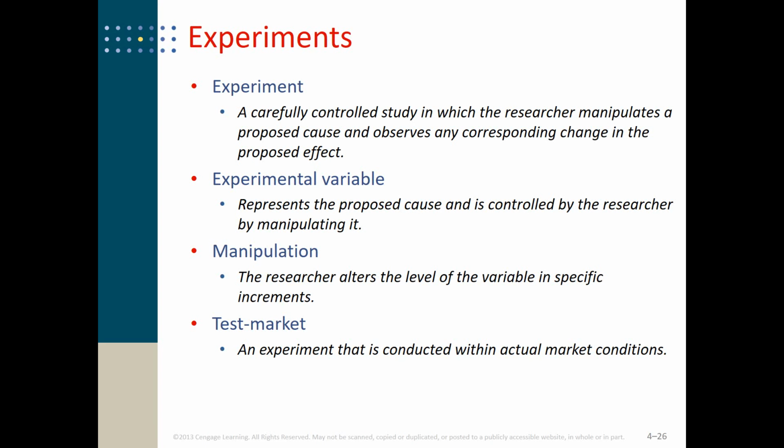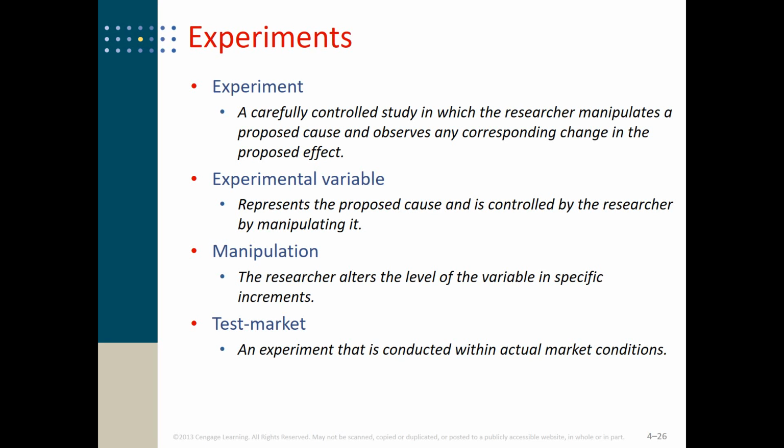To find out this cause and effect relationship, sometimes we conduct experiments. Experiments are carefully controlled studies where we manipulate our cause. That means we change our cause variable to see if it has an impact on the effect. For example, we can do an experiment for different levels of smoking. What is the effect on cancer? Then it will be an experiment. So the experimental variable is the cause that is being manipulated to see the impact on the effect. And manipulation means when we change the level of a variable to see if the effect changes.